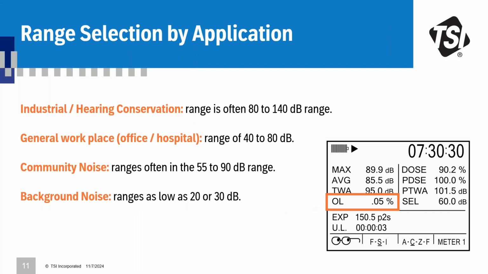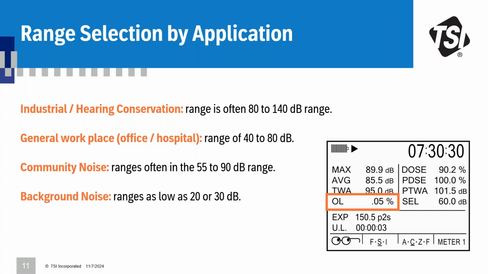So for industrial and hearing conservation, the range would obviously be between 80 to 140, and 80 because the OSHA standard has a threshold. So measuring anything under that threshold would be irrelevant, right? And you have applications like community noise or background noise where you don't expect anything above, let's just call it, 40 or 30, right? So selecting your range appropriately would do that.